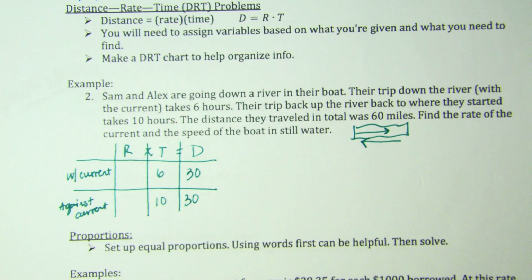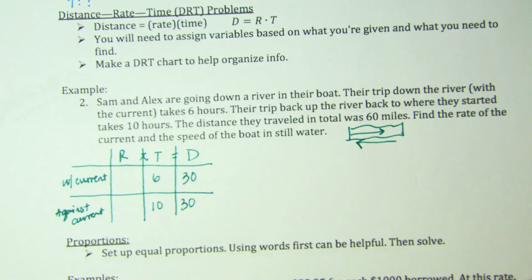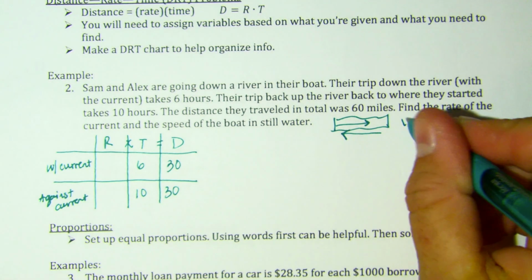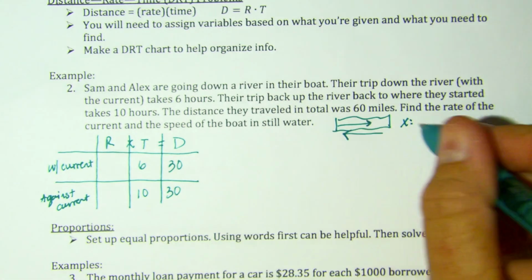It says find the rate of the current and the speed of the boat in still water. Now we haven't written anything here yet, but those two pieces they told us we're going to find are what our variables are going to be. So I'm going to let x be the rate, the speed of the boat.